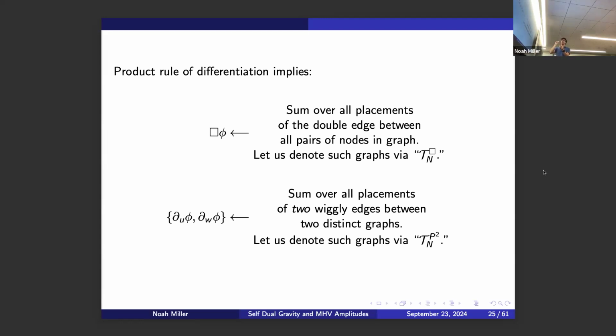We'll denote this set of graphs with the extra double edge placed in as T_n with a box on it. And if we have the combination with a Poisson bracket and an extra u and w from the second half of the equation, we really have to place two squiggly lines: one squiggly line for the Poisson bracket, another for this u and w. So here we have to sum over all placements of two wiggly edges between two distinct graphs, the two graphs coming from the phis in the two slots. We'll denote these graphs via T and P2.